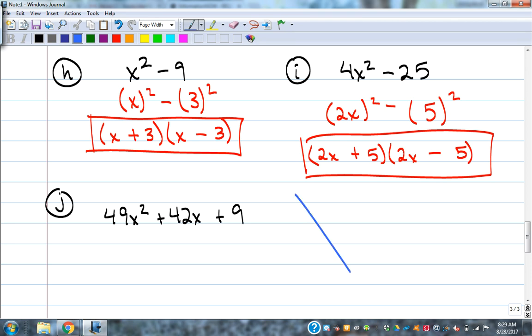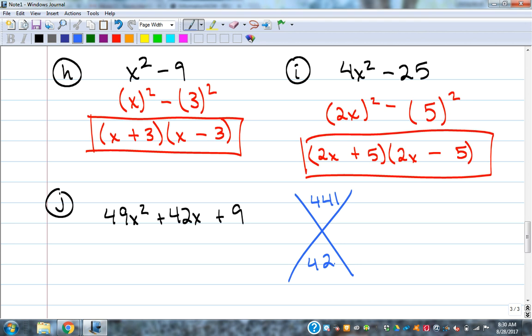Three. So that implies using what method? X method. What number goes on top? 49 times 9. Okay, so that's going to be 441. Big number. And then 42 on the bottom. All right. Big numbers like this become difficult, right?